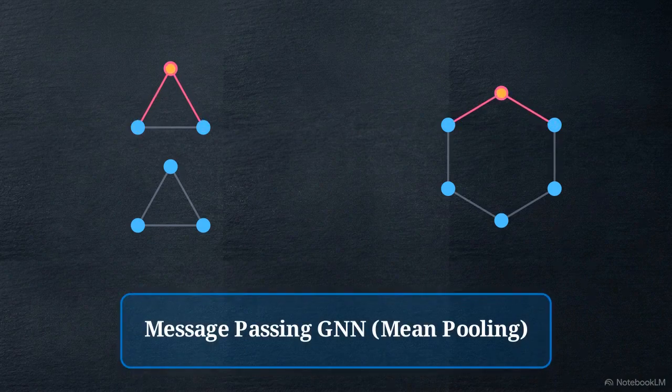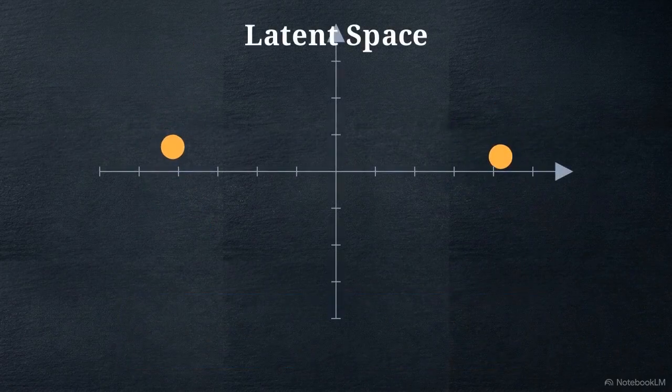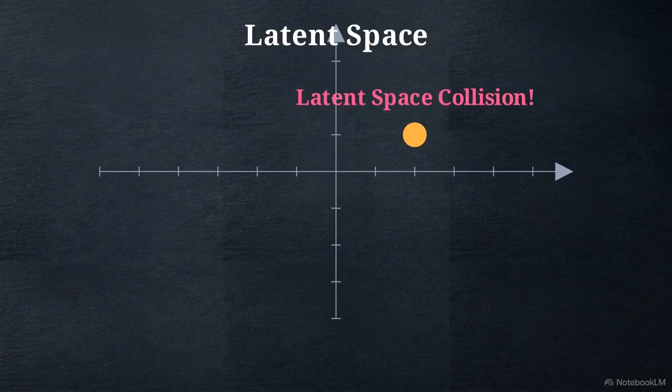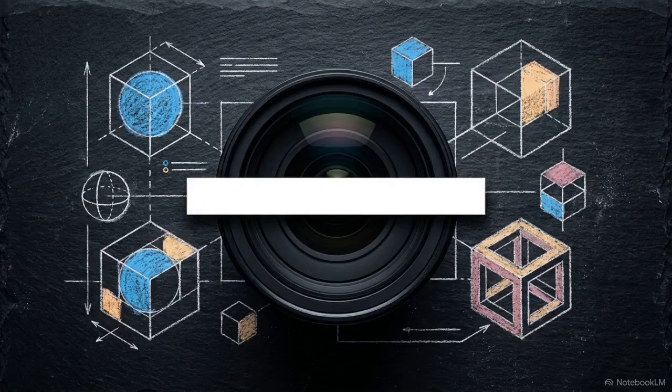Each node gathers neighbor features, averages them, and updates its state. We then plot the final vectors into a latent space. Both structures collapse, landing on the exact same coordinate. The network produces an identical mathematical representation for both graphs. It cannot tell them apart. The neural network is mathematically blind to the specific topological differences between these two inputs.